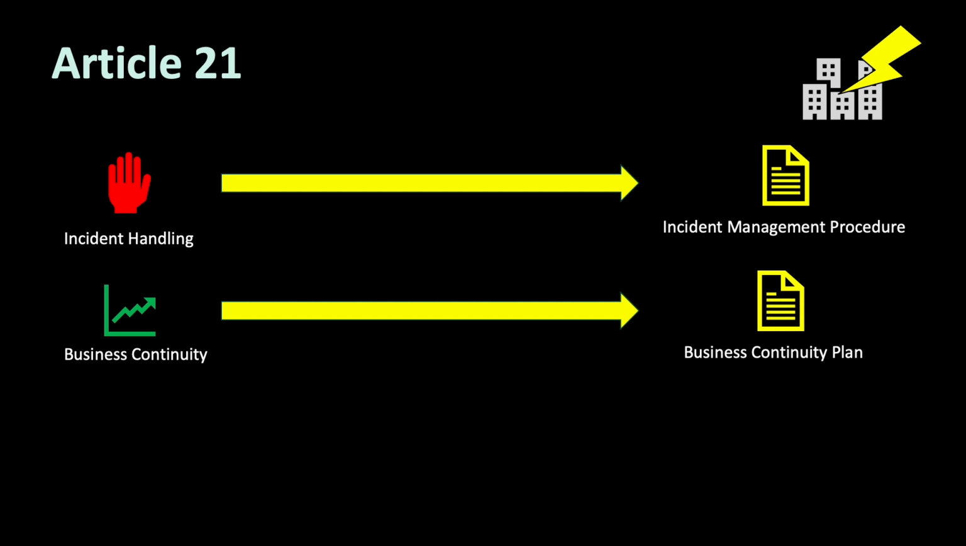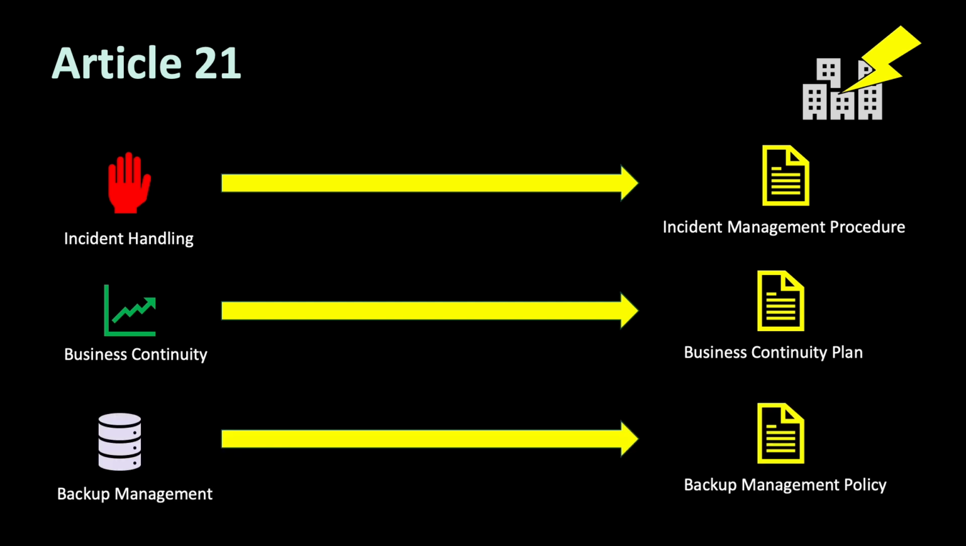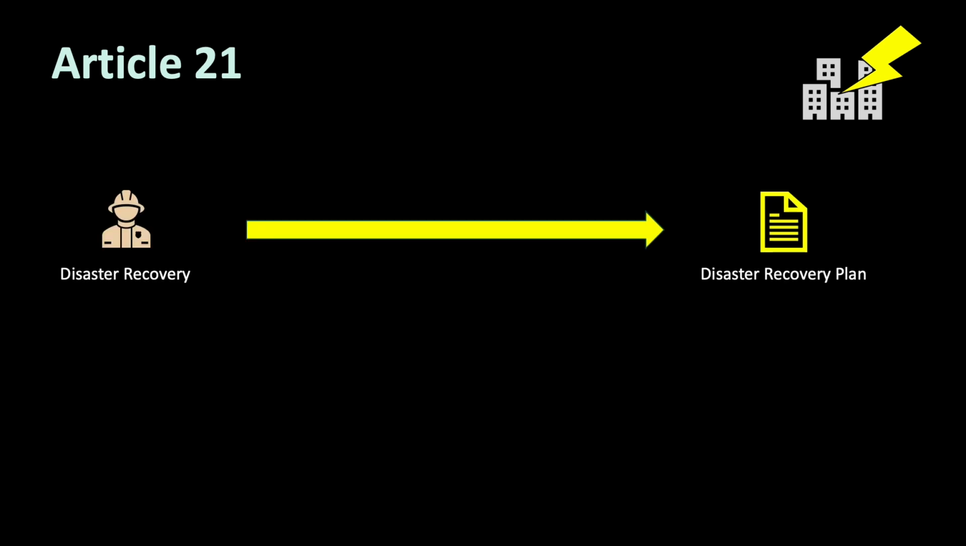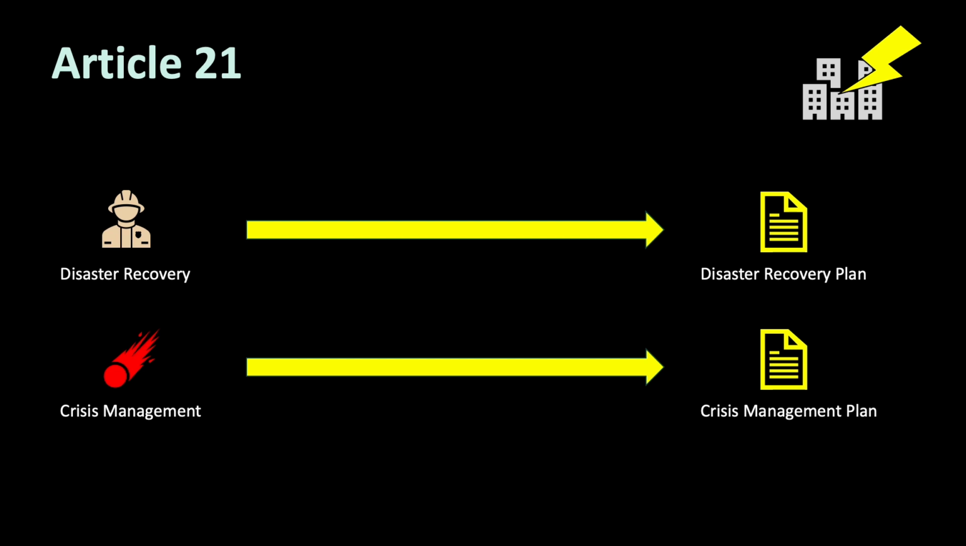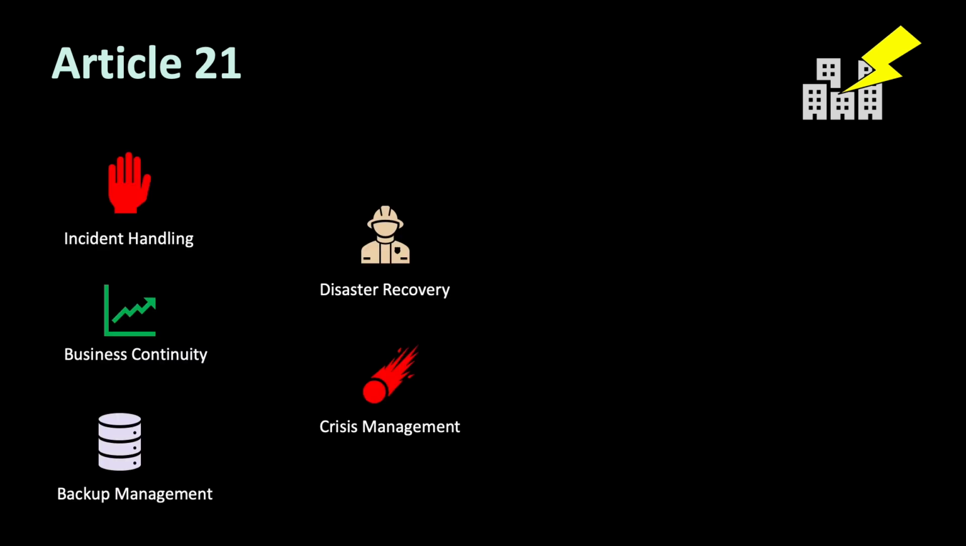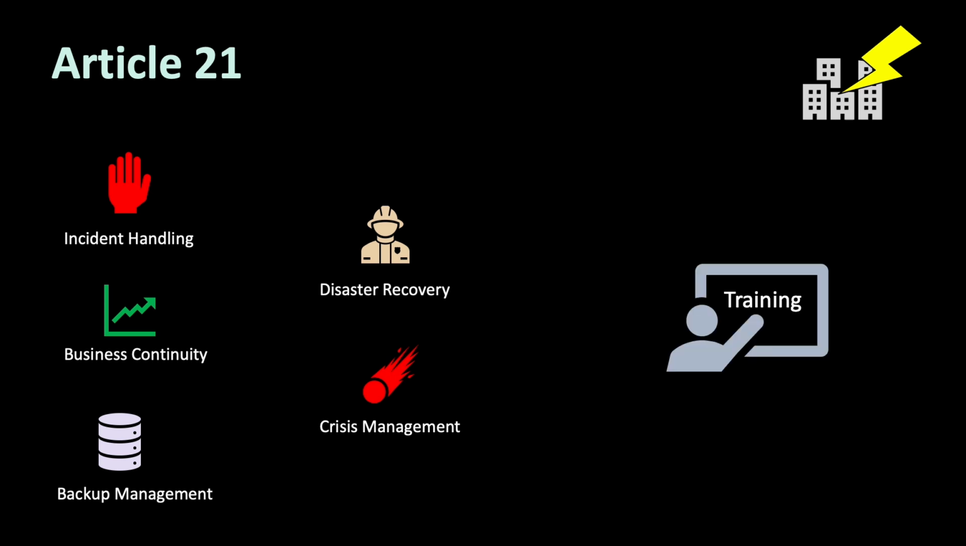Business continuity. You gotta have a business continuity plan. Backup management. Again, a policy of the same name. Disaster recovery plan. Crisis management plan. These 5 topics need not only a thorough plan with clear responsibilities, but also regular training. If you never practice disaster recovery, you will have a disaster when you actually need it. Moving on to topics we already discussed.